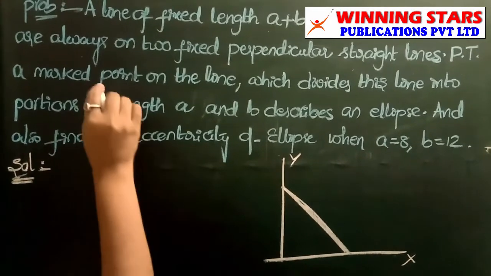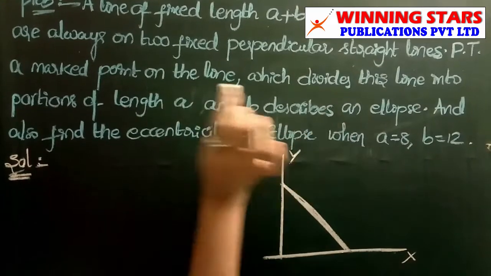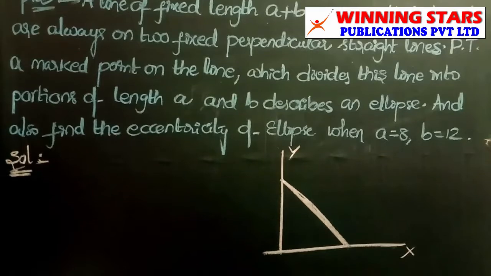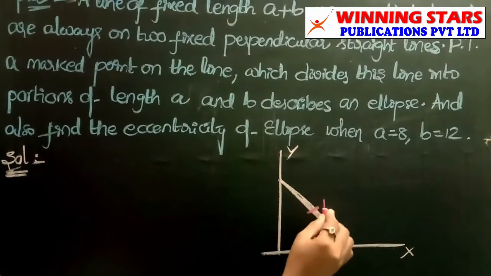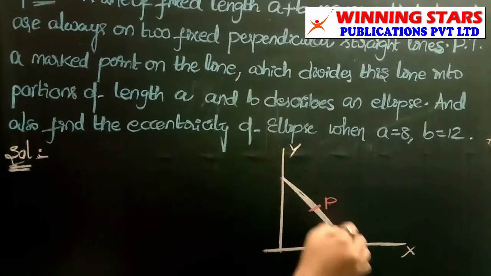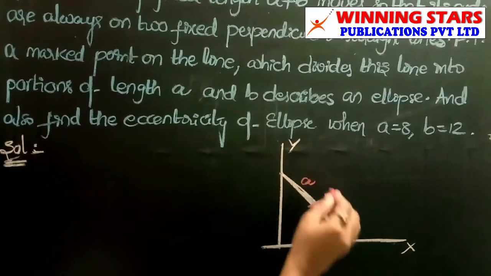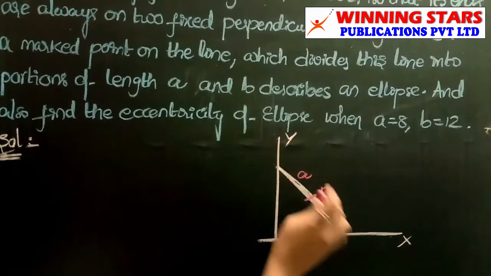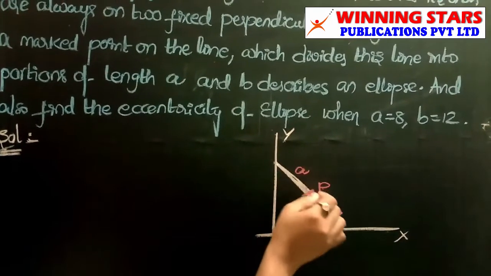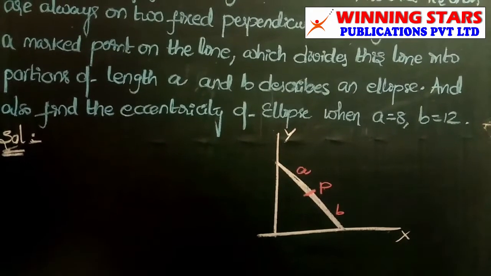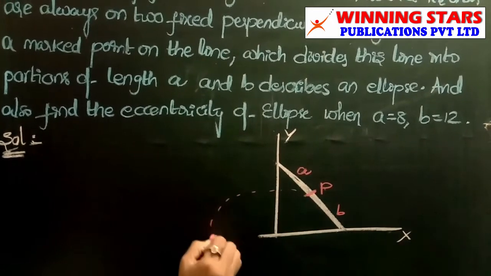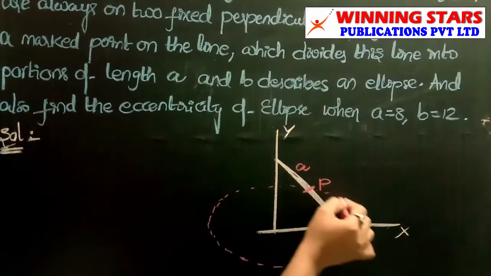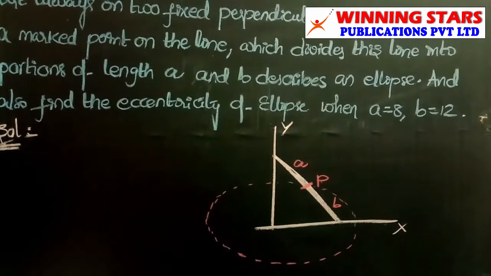Now prove that a marked point on the line which divides this line into portions of lengths a and b describes an ellipse. For that, first we take one point here. This is the point P. The point P divides the line segment into two parts, such that the length of the first part is equal to a and the length of the second part is equal to b. Now we want to show that the point P describes an ellipse, that is, the point P lies on the ellipse.